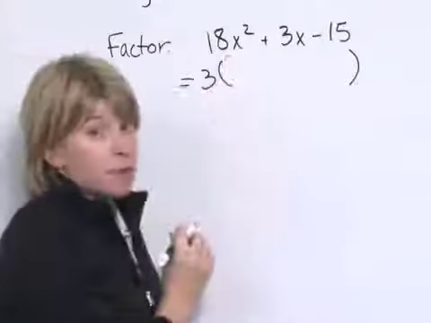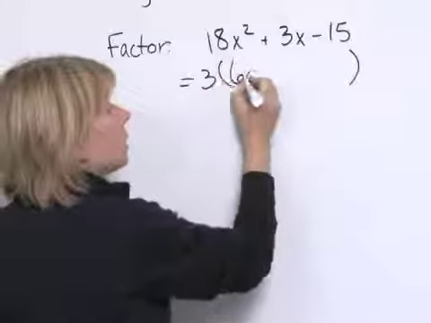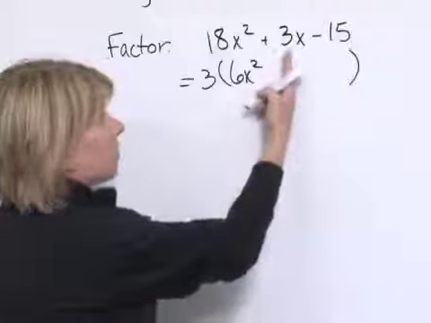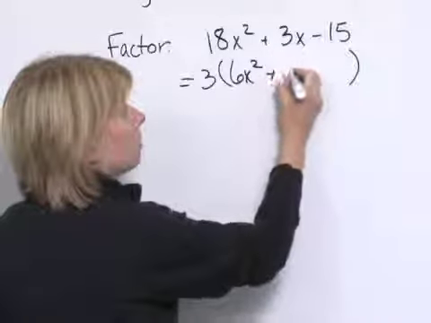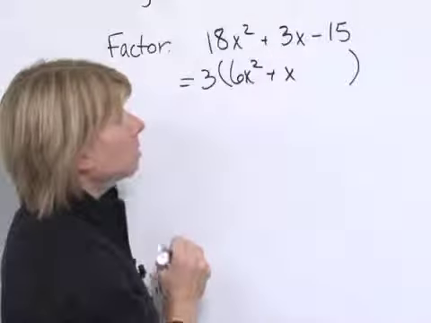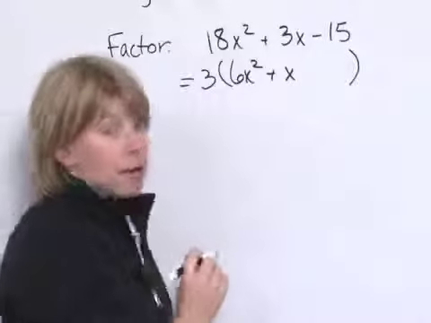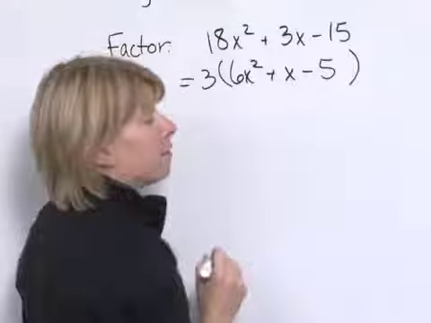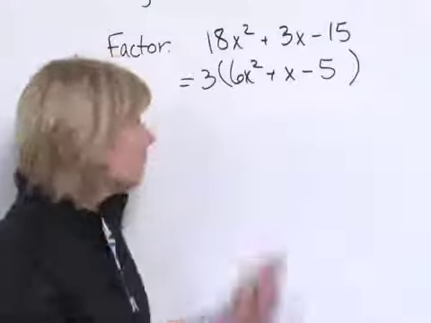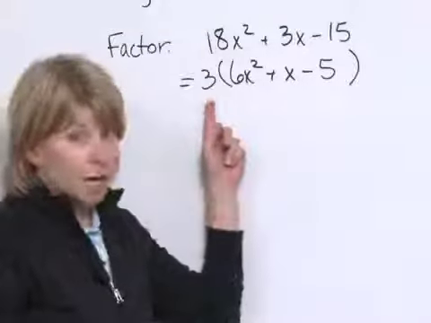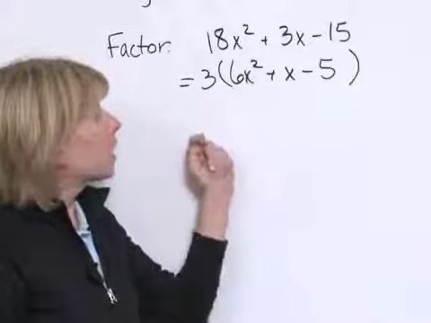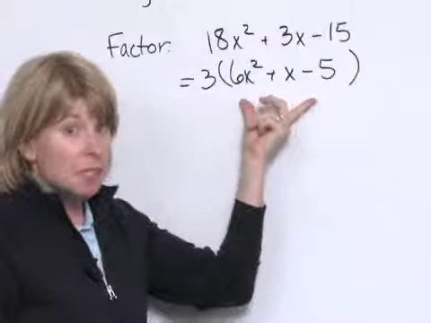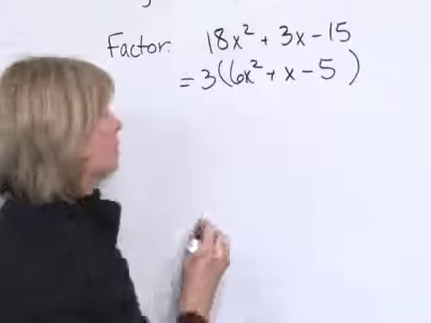Factoring a 3 from the first term leaves us with 6x squared. Factoring a 3 from the middle term, we have x. And factoring a 3 out of negative 15, we have minus 5. So we have factored out the common factor, the greatest common factor. The next step is to look at our trinomial in parentheses and see if that can be factored any further.